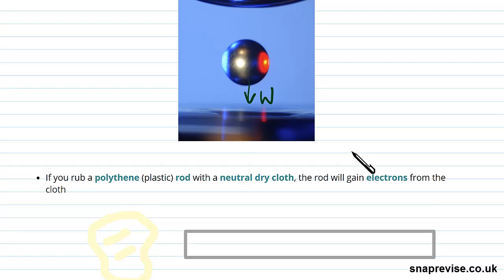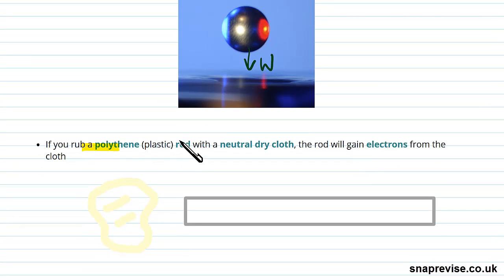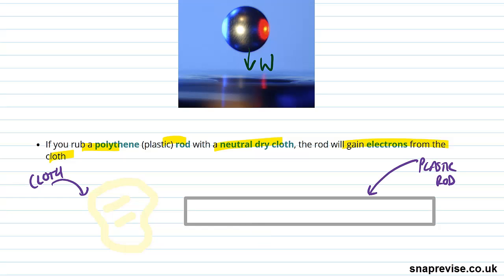For instance, we were thinking about rubbing a polythene rod with a neutral dry cloth. The cloth itself is not charged, but we rub this plastic rod with this cloth. What happens is that the rod will gain electrons from the cloth, so the rod will gain a negative charge, and the cloth will gain a positive charge because it has lost electrons. We're not so interested in the cloth, but we are interested in the rod because we have now built up a charge on a rod. There are many demonstrations of this, and we'll talk about one here, but there are also others.